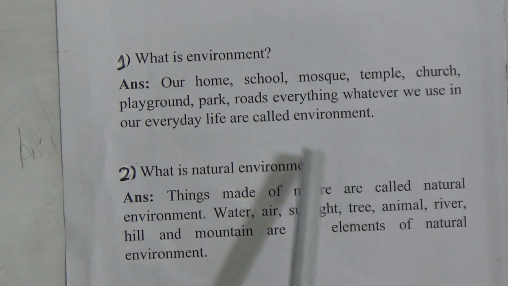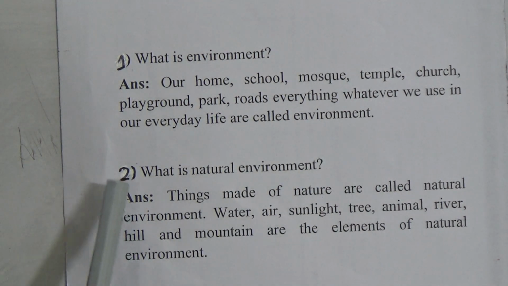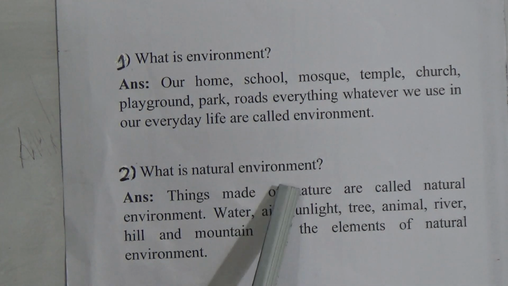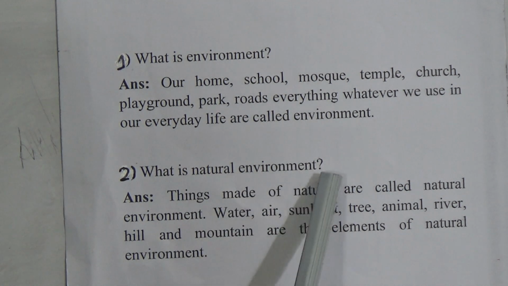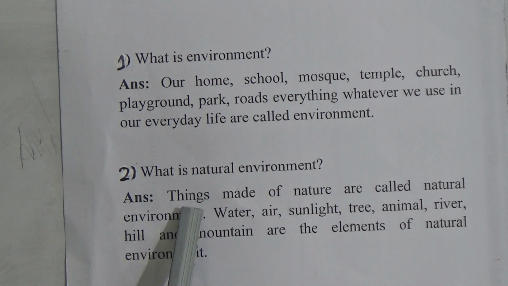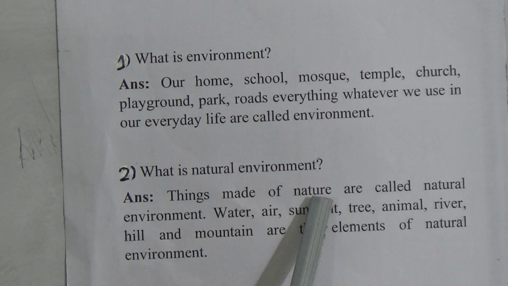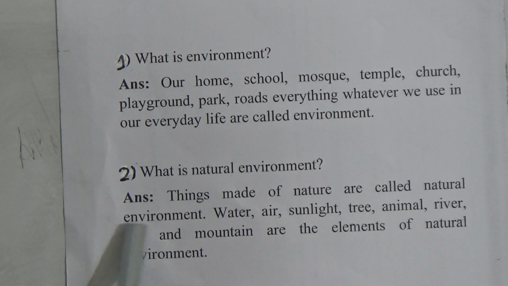Okay, now let's move on. Our question number 2 is what is natural environment? You know that learner, what is our natural environment? Natural environment are made of nature, that is natural environment. So things made of nature are called natural environment. Water, air, sunlight, tree, animals, river, hills and mountains are the elements of natural environment.